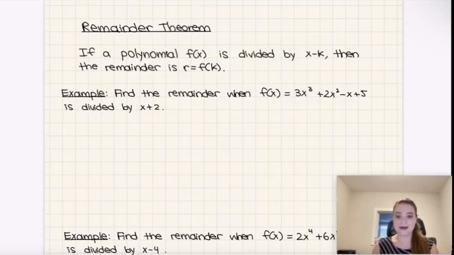Today we're going to be talking about remainder theorem. Now, remainder theorem states that if a polynomial f of x is divided by x minus k, then the remainder is r equals f of k. So in other words, all we need to do is find f of k, and we can know right away what the remainder is.